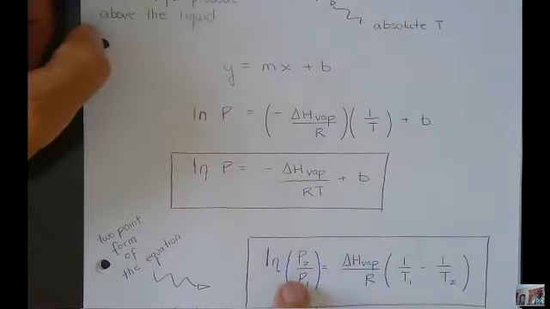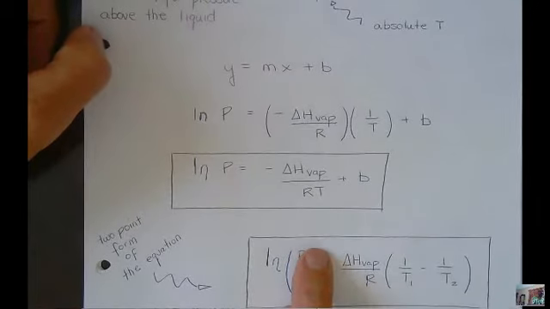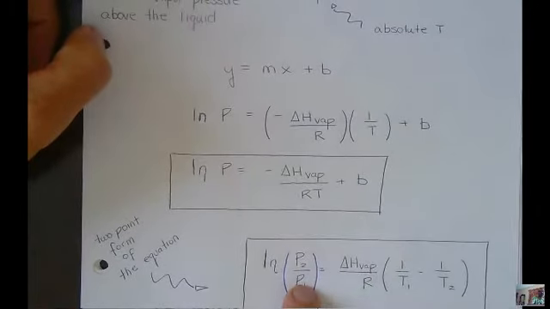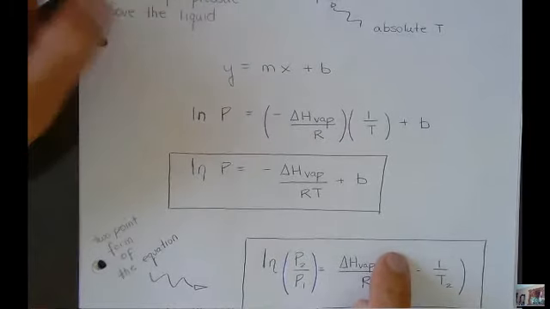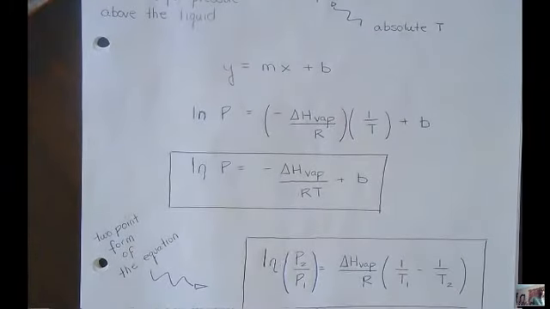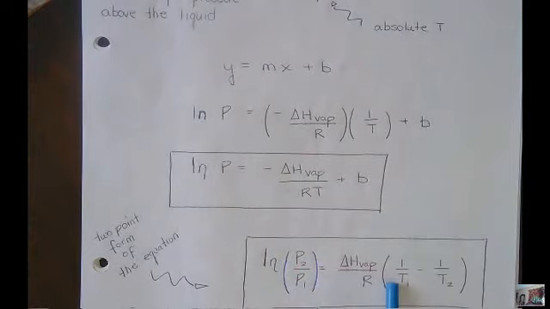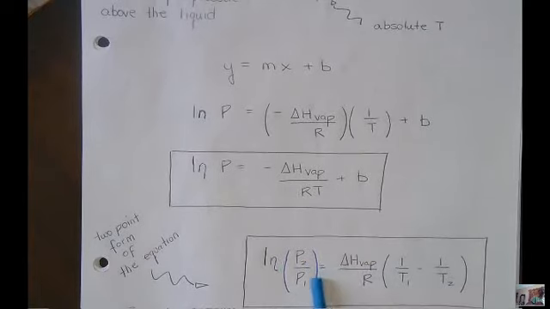to predict the vapor pressure of a liquid at a new temperature if you know the vapor pressure at a different temperature. Okay, so if you know 3 out of these 4 numbers, 2 T's and a P, you can get the last P, or 2 P's and a T, you can get the last T. But most of the time, we're going to have 2 T's and a P. You also need delta H of vaporization.